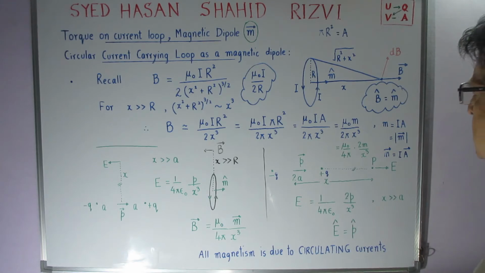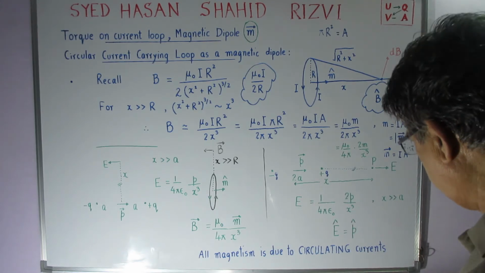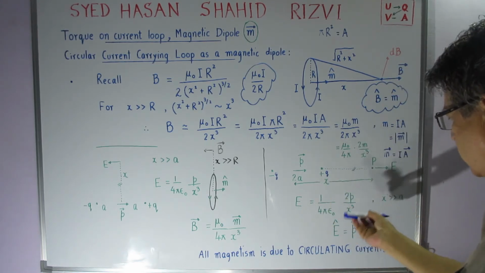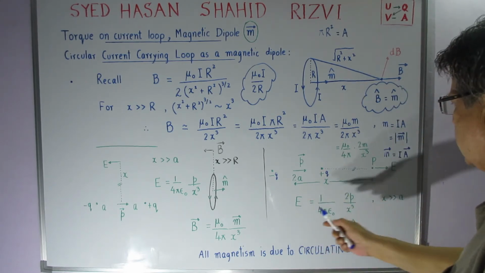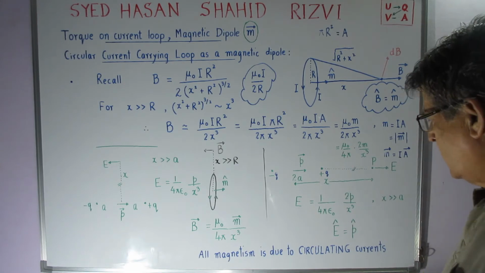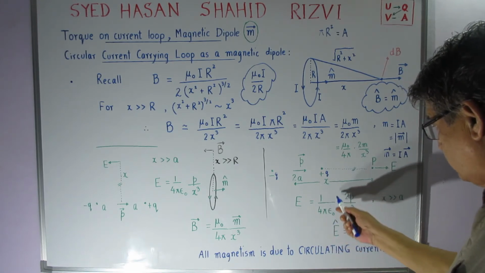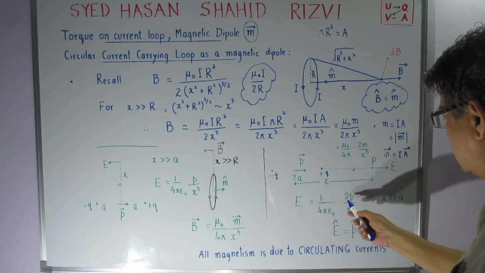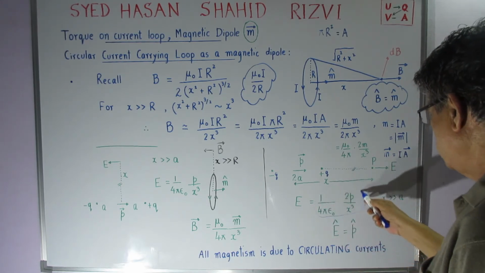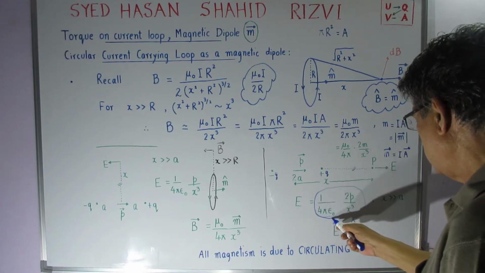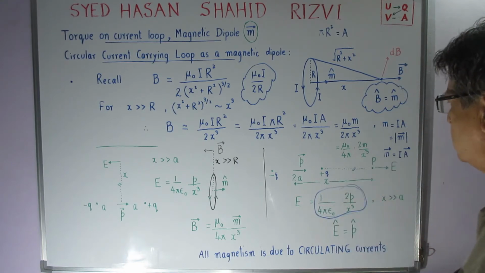This is one thing. The other thing that we obtain for this case is, you can recall, you can go back, you can scribble it out, and you will obtain this result. So this is E equal to 1 upon 4 pi epsilon naught, 2p upon x cube.